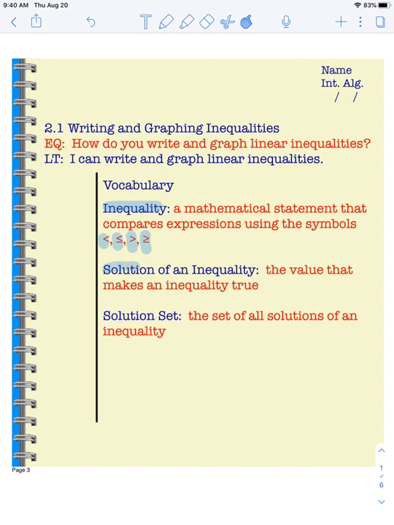All right, the solution of an inequality is the value that makes it true. So just like an equation, the value that makes it true, except for now we're going to have a range of answers. The solution set is the set of all solutions to an inequality. So a solution makes it true, solution set is the set of all the solutions.